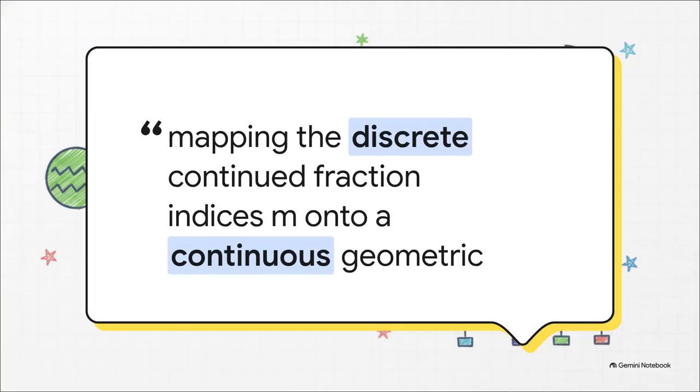To summarize directly from the source material, by applying Thales' theorem, any point along a semicircular boundary satisfies the Pythagorean condition, mapping the discrete continued fraction indices m onto a continuous geometric right triangle manifold. Today, we've seen how normalizing a single integer to 0 bounds our data, and how right triangle geometry creates a universal canvas for comparing entirely different facets of our universe.